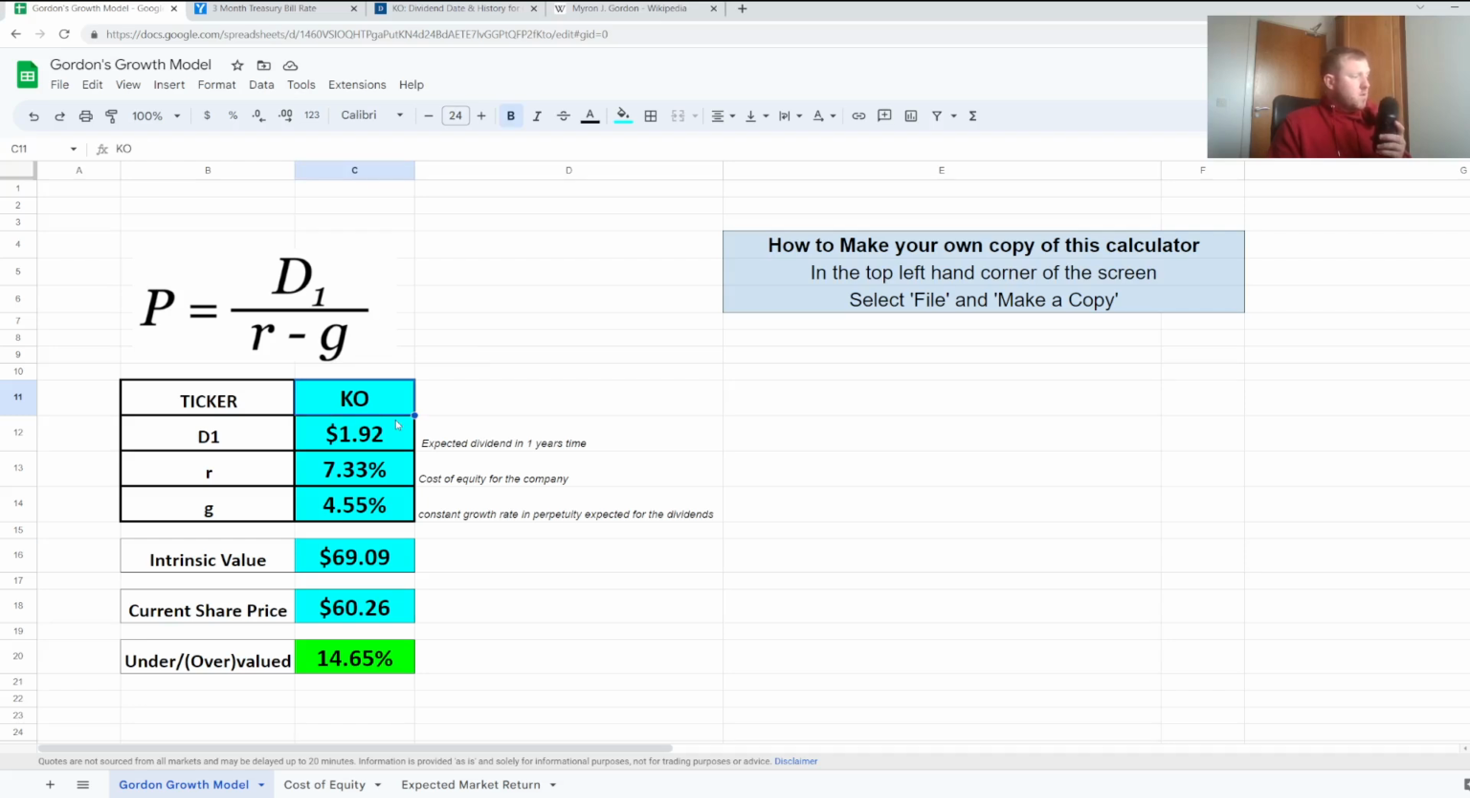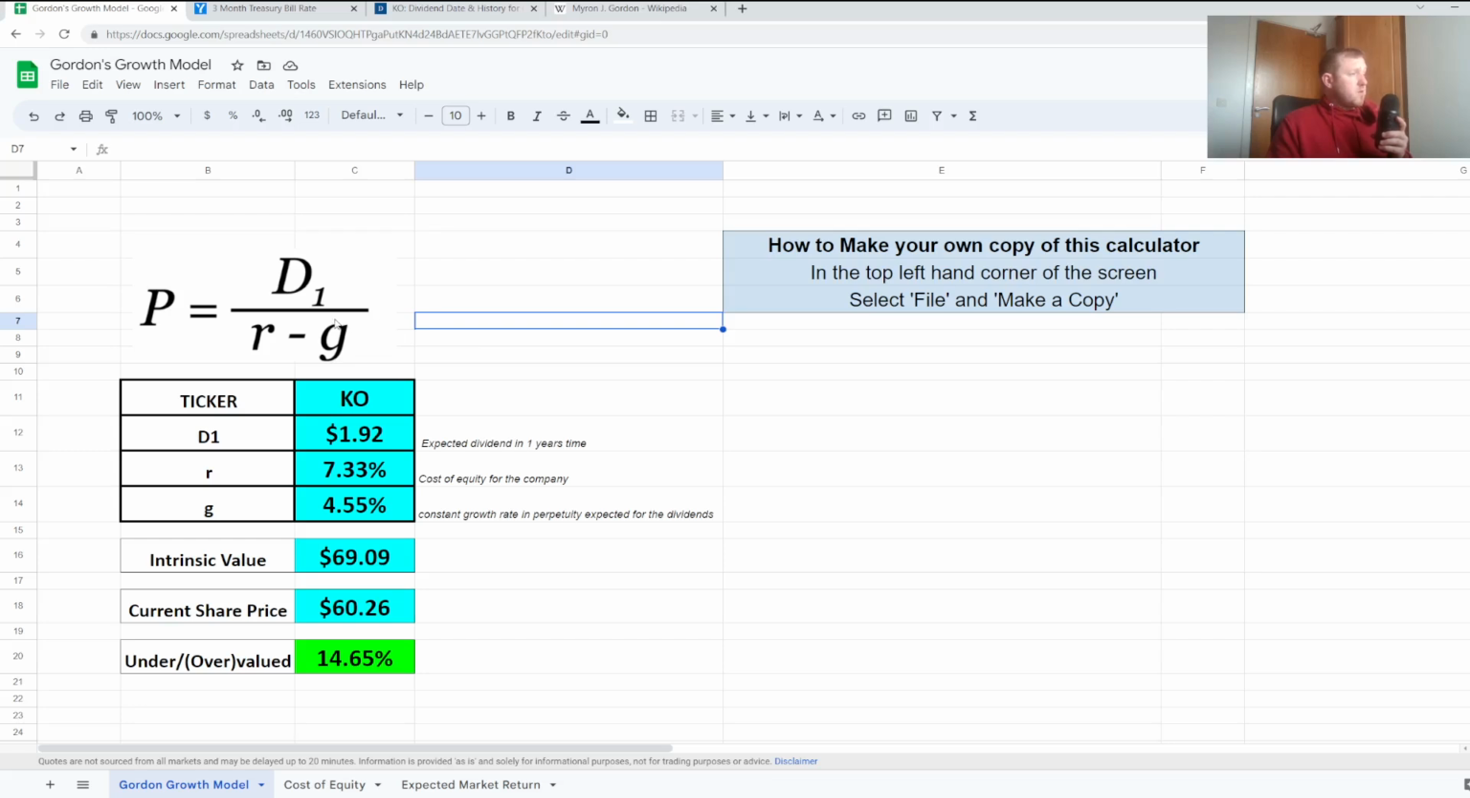Okay, so now let's go through the calculator briefly, as well as all of the workings that you're going to need to do to come up with your intrinsic value here for the company that you want to look at. So the very first step you should do when you're working with this calculator is you should put in the ticker symbol of the company that you plan to look at. For this example, we are going to be looking at Coca-Cola, so I've put in the ticker symbol KO here.